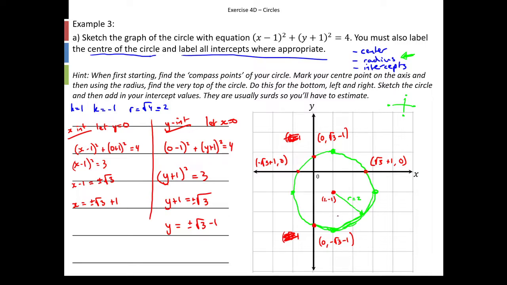So to review quickly what we did, we found the center first, and then plotted our compass points. So highest point, furthest left, furthest down, furthest right, and then drew our sketch. We then labeled the radius, and then we found our intercepts. We got multiple values for x and y, as when we take the square root of both sides, we get a plus or minus.